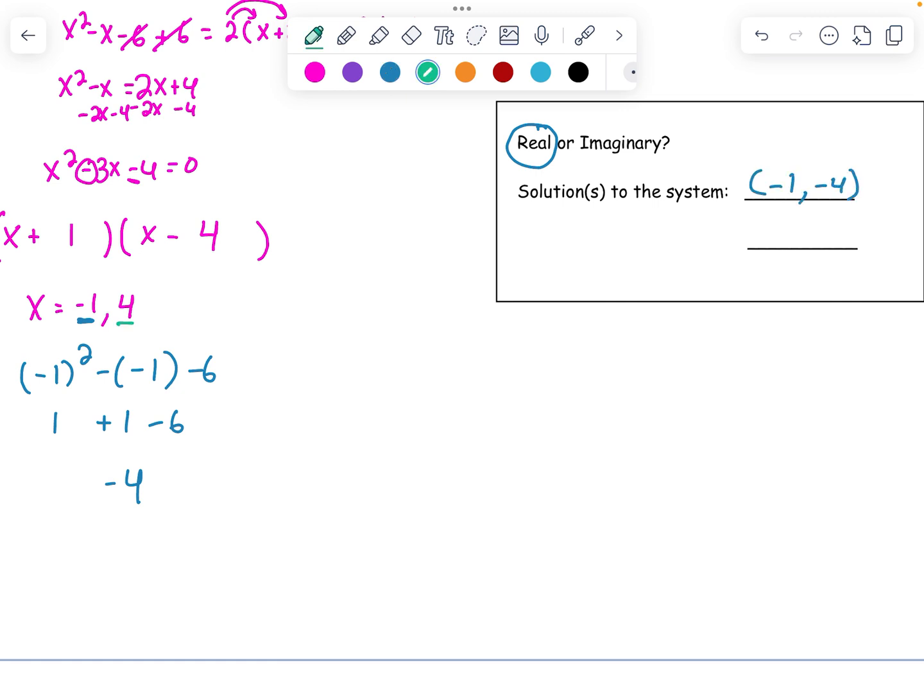And then for our other solution, we'll plug in 4. So that's going to be 4 squared minus 4 minus 6. So that's 16. -4 and -6 make -10. So 16 minus 10 gives us 6. So our other solution is at 4 comma 6. And there's our two solutions to this system.